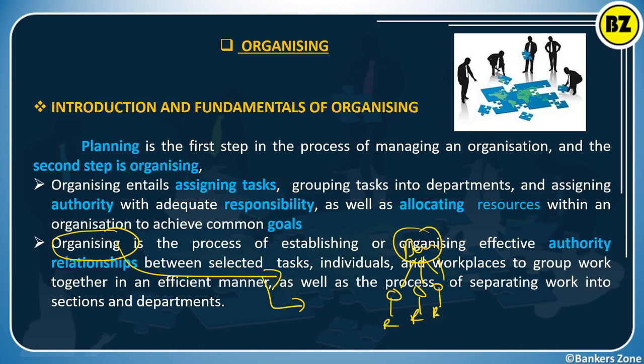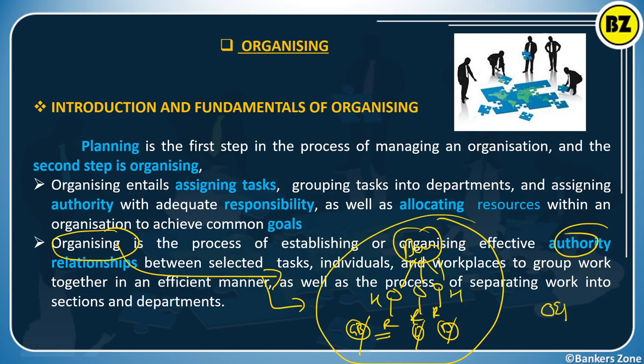So this entirely, right? Different authority will be there, different heads will be there for each department. That means there is an authority, there is a relationship between the different tasks. For example, government business department, then loan department, deposit section department. So each department has its relationship, right? So obviously, combinedly, this is the part of what? This is the part of organizing, right?